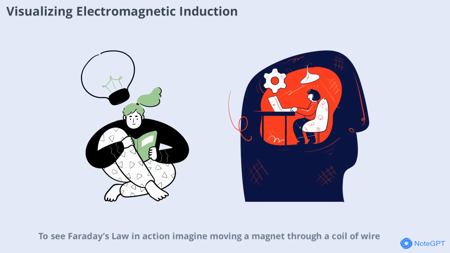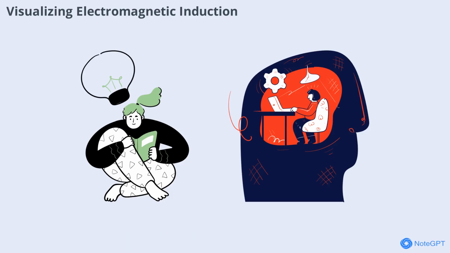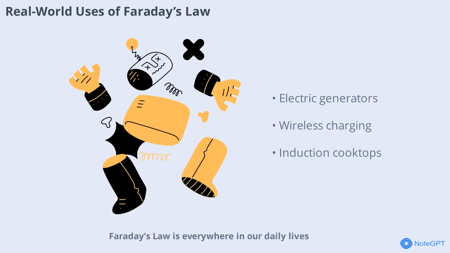Let's see Faraday's law in action. Imagine moving a magnet through a coil of wire. As the magnetic field changes, an electric current is generated in the wire. This simple experiment demonstrates how changing magnetic fields can produce electricity, a process at the heart of modern power generation. Visualizing this helps us understand why Faraday's discovery was so revolutionary. Faraday's law is everywhere in our daily lives.